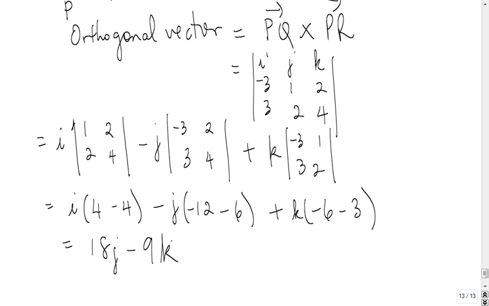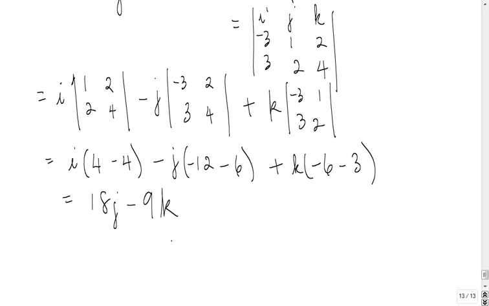Okay. Now let's find the area of the triangle PQR. Remember, a triangle is half of a parallelogram. So all we need to do is find the area of the parallelogram with these two edges and halve that area. Yes. Minus 12 minus 6 is minus 18. J is minus already, that's why it's plus 18J. And minus 6 minus 3 is minus 9.